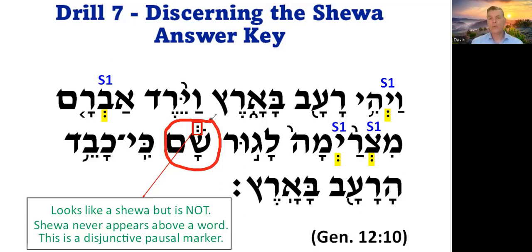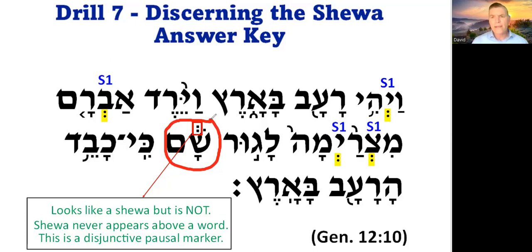And so we have here what looks like a Shewa on top of the shin, but it is not a Shewa. And you want to take note that though it looks like a Shewa, a Shewa will never appear on top of any letter in the Hebrew text. This is not a vowel. This is, in fact, a Masoretic diacritical mark, a cantillation marker called Zakef Katan, little Zakef. And it is an indicator that you are to pause. It's a disjunctive marker. You're to interrupt the reading in a slight pause before continuing on with ki chaved.